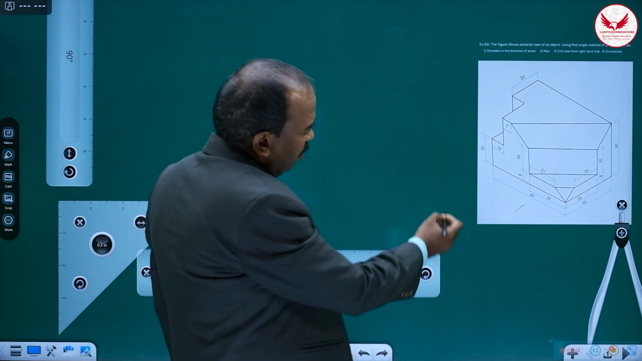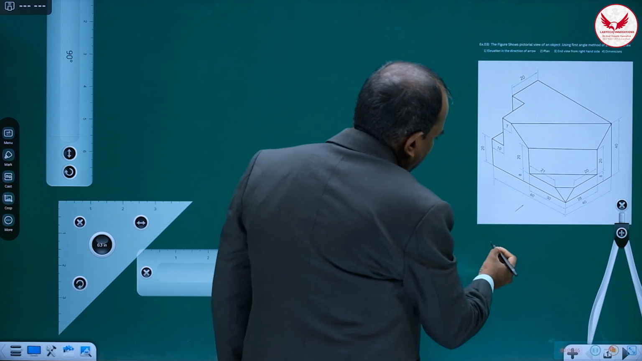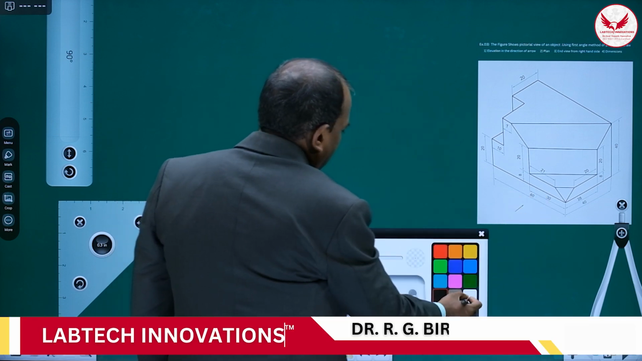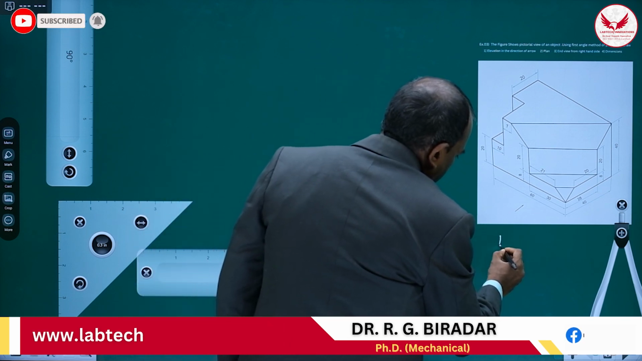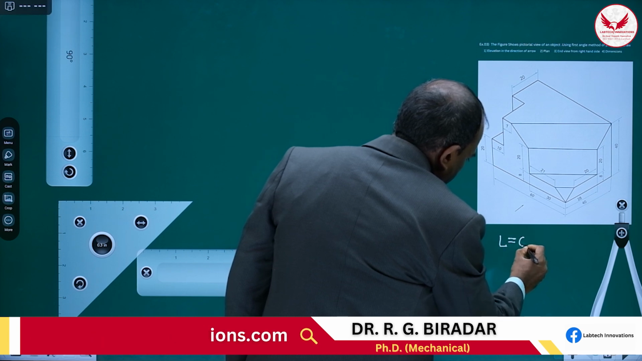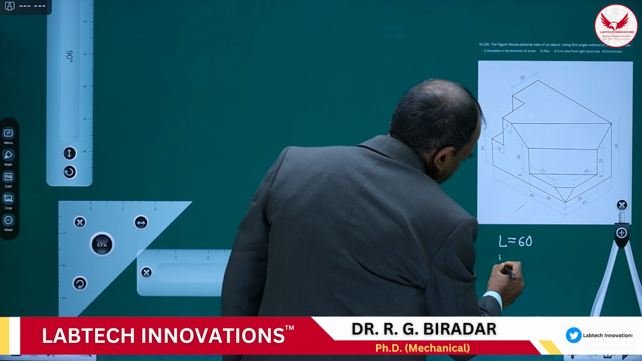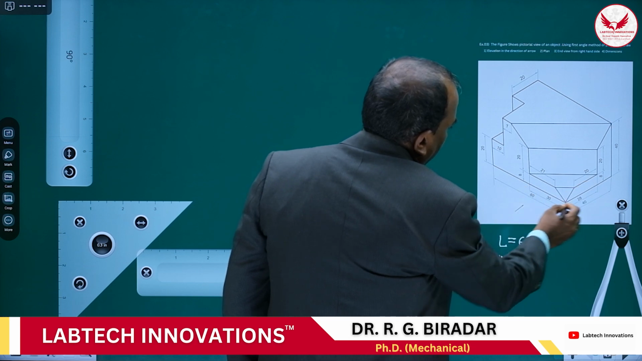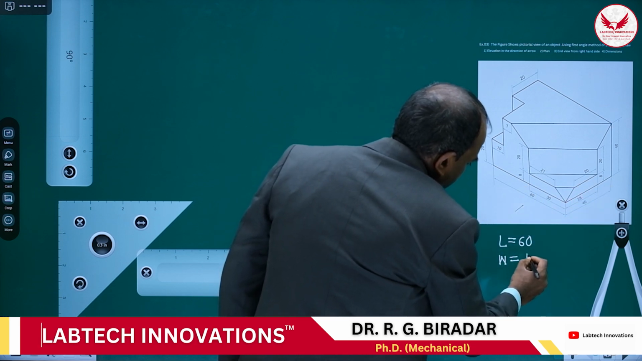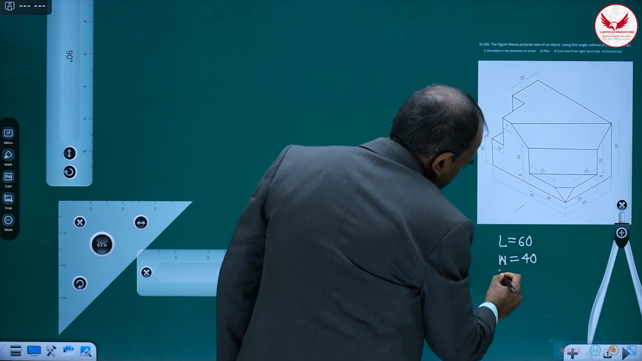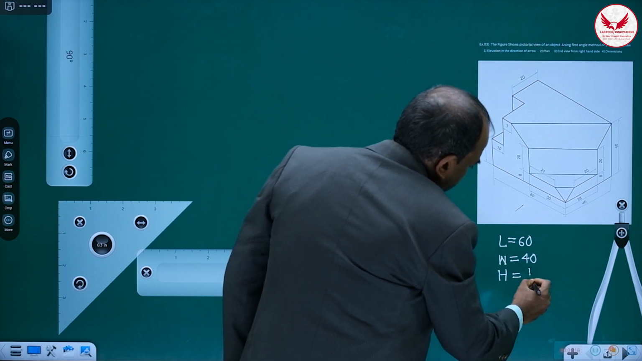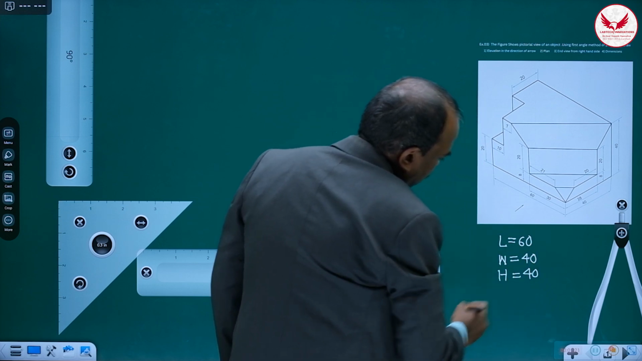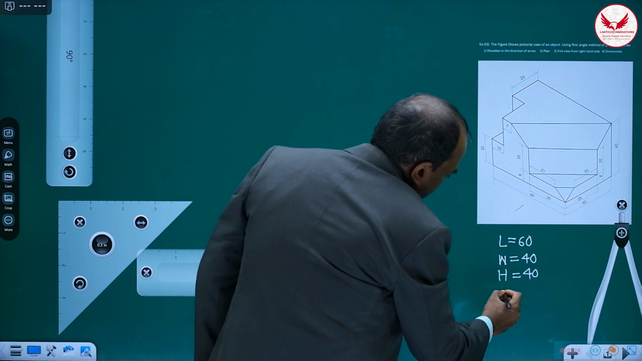Now if we see this object, this is the frontal direction, and in this direction the length of this object is 60. Width, from the picture you can see directly, the width is 40, and the height is also 40. And we have to draw the right hand side view.